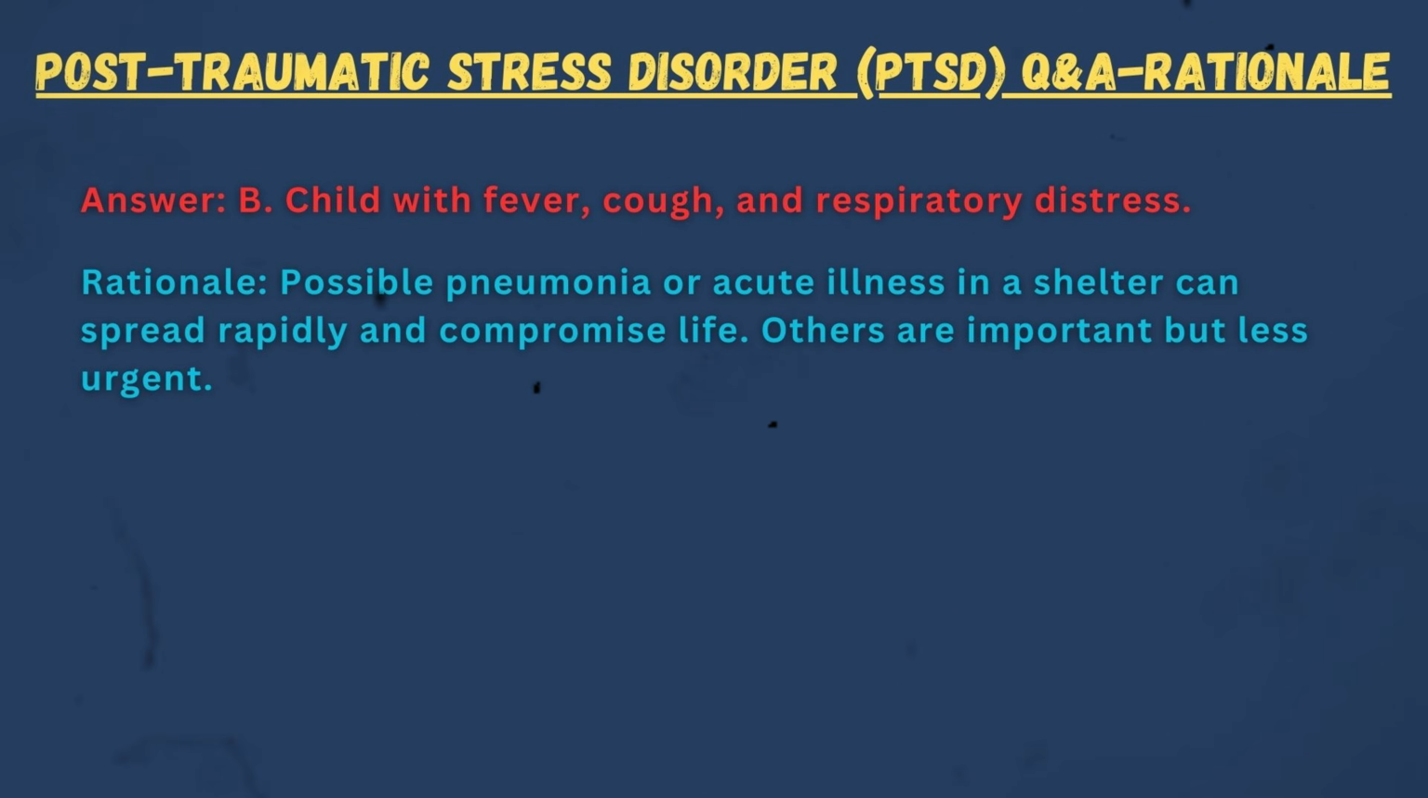Answer. B. Child with fever, cough, and respiratory distress. Rationale. Possible pneumonia or acute illness in a shelter can spread rapidly and compromise life. Others are important but less urgent.